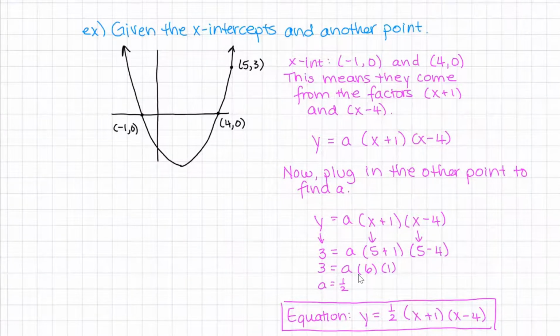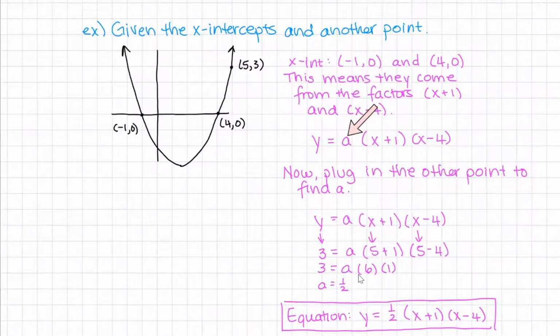So this time we have x-intercepts. If we have x-intercepts, that means that they came from these factors. If -1 is an x-intercept, that means the factor it came from was x plus 1. And if 4 was an x-intercept, that means the factor it came from was x minus 4. So these were factors. There was just some mysterious value of a that we still don't know. At the end, you're always trying to find a.